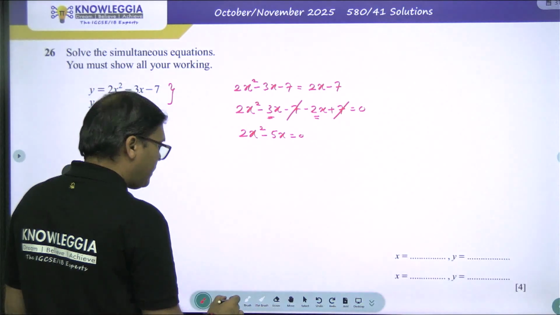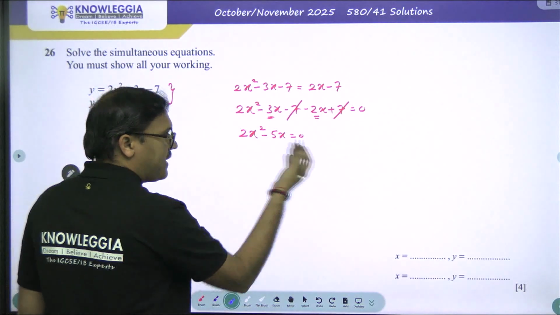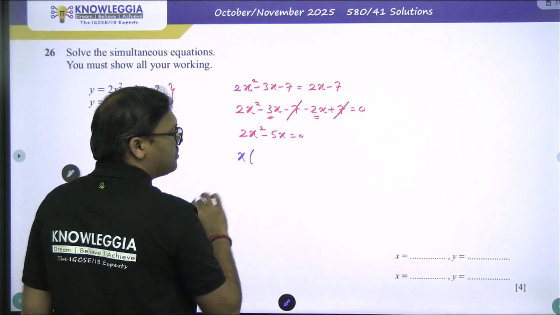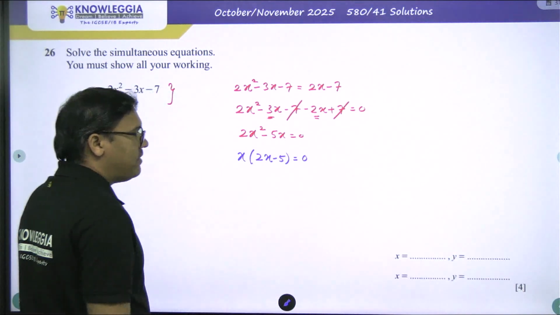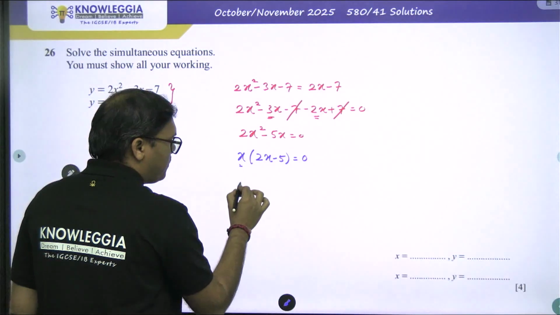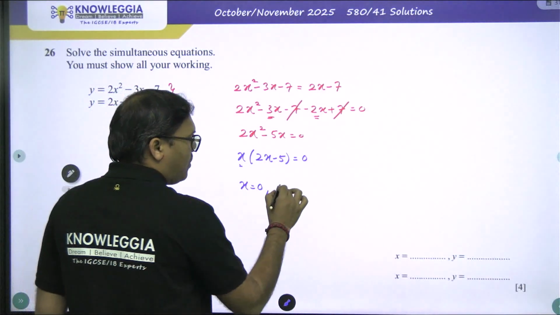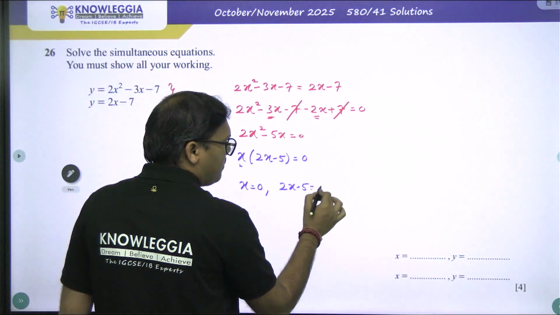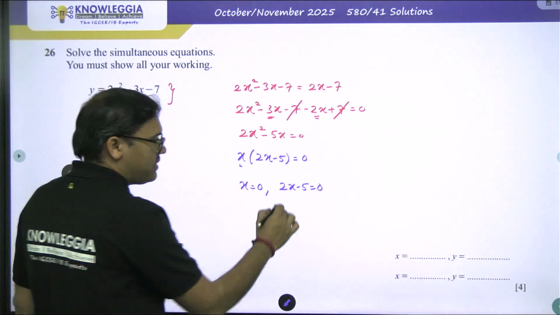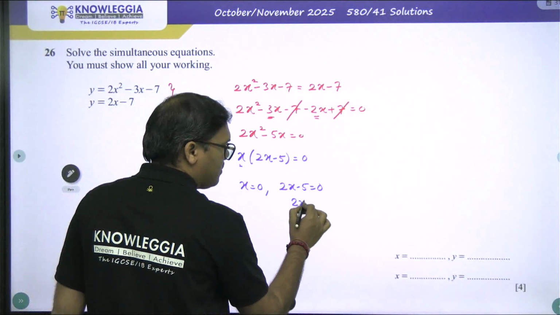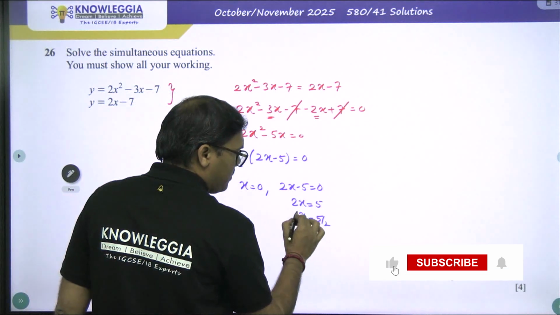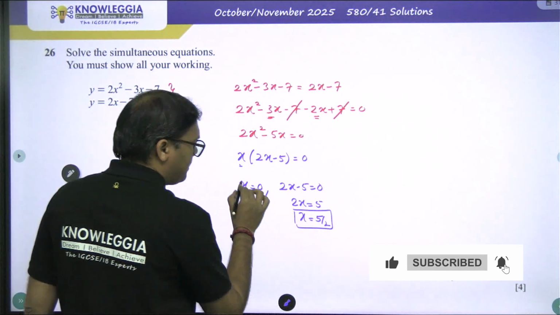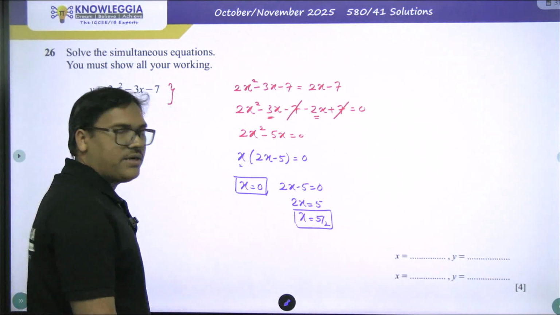Now you have to factorize this. You can directly factorize this. You can see x is common. So this is x times 2x minus 5 equal to 0. Now if this product is 0, either x is equal to 0, that is one case, or 2x minus 5 is equal to 0. So what is this? 2x equal to 5. Adding 5, that is x is equal to 5 by 2. So one answer is x equal to 0, the other value is x equal to 5 by 2.